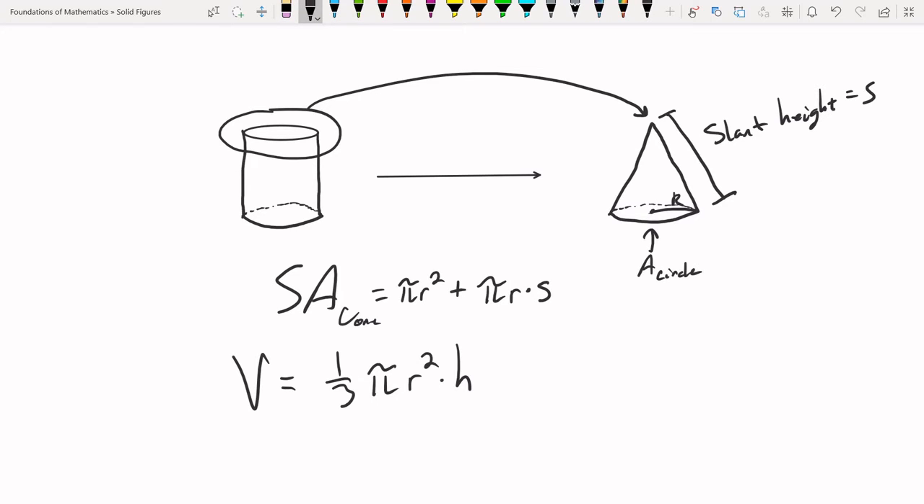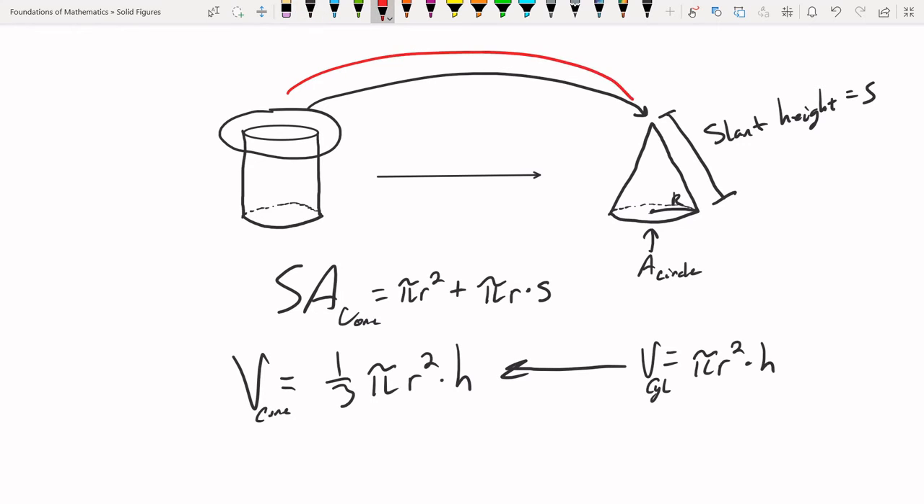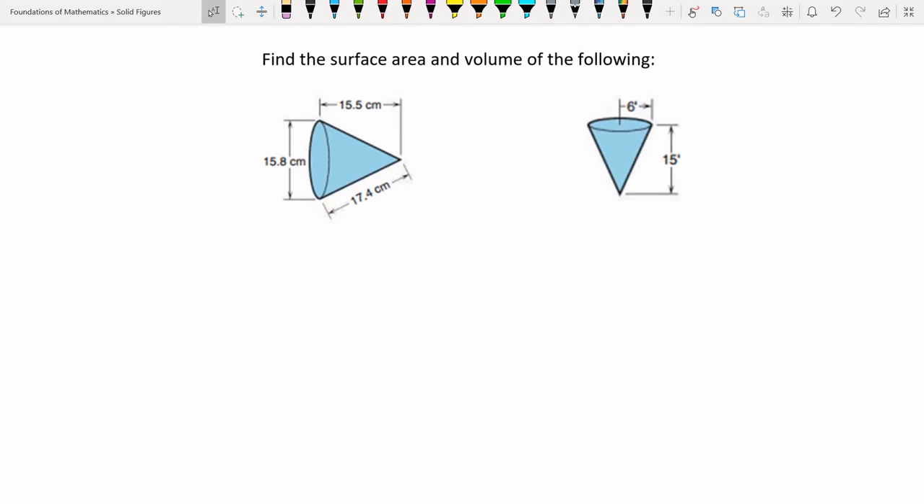Now this is to be compared to the cylinder, right? The volume of a cylinder is the area of the circle times the height. So this is for the cylinder, this is for the cone. You can see that changing one of the sides to just a point ends up making the volume 1/3 of what it originally was. Kind of an interesting thing to note there. All right, let's see these formulas used in practice.